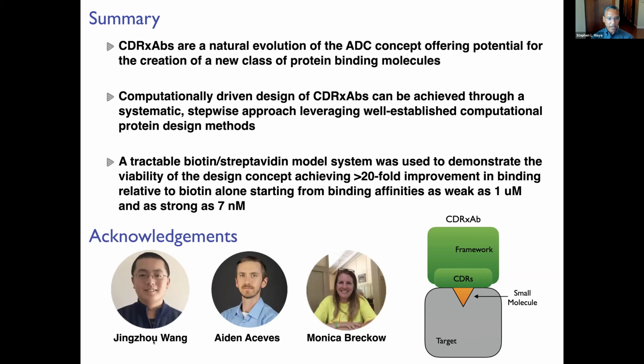This work was done primarily by Jingzhou Wang, who's a graduate student who's going to be defending next week. Really great worker, great insight on lots of the problems that we had in the system. He was aided by Aidan Aceves, who helped out on some of the MD simulation work and some of the computational modeling, as well as laboratory help from Monica Bredkow, who was a lab technician. And I'll stop there, and hopefully we'll have time for some questions.